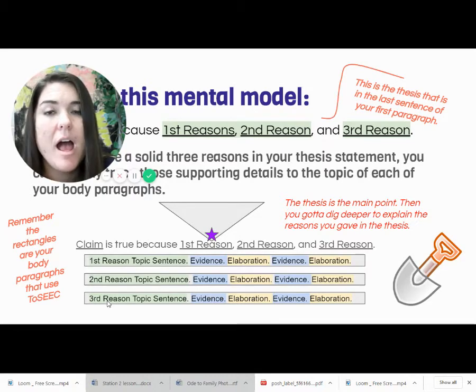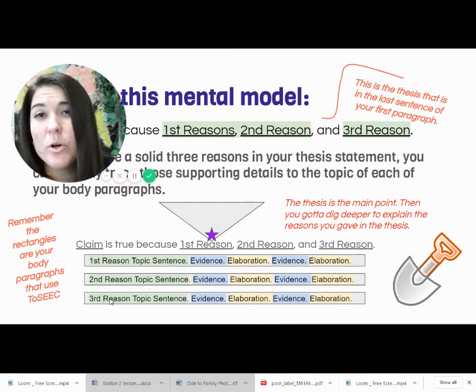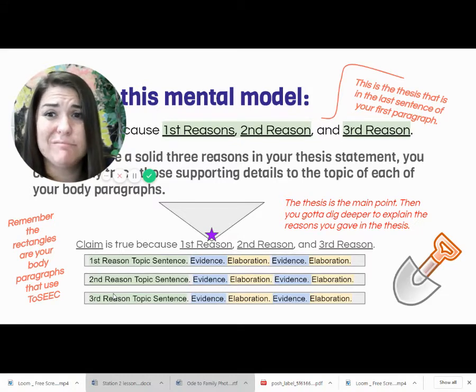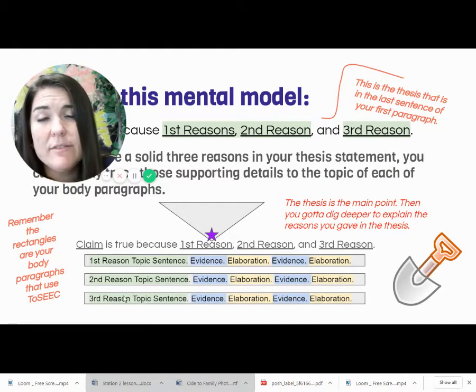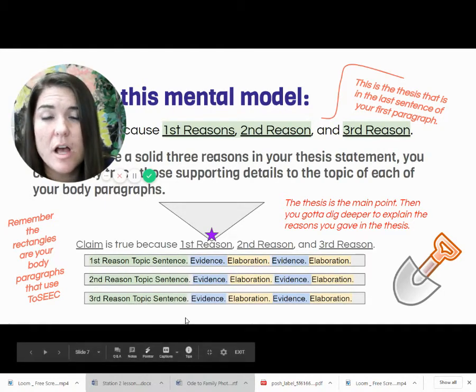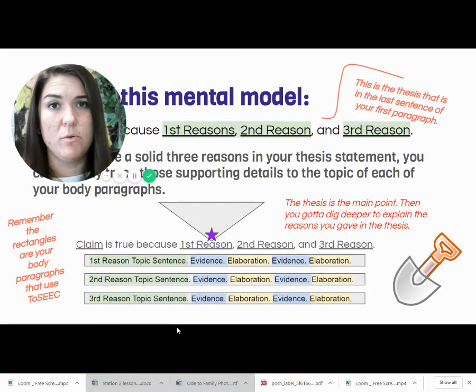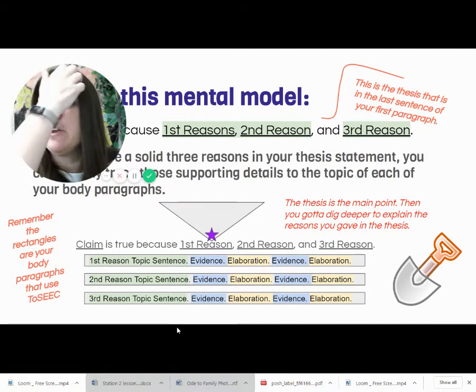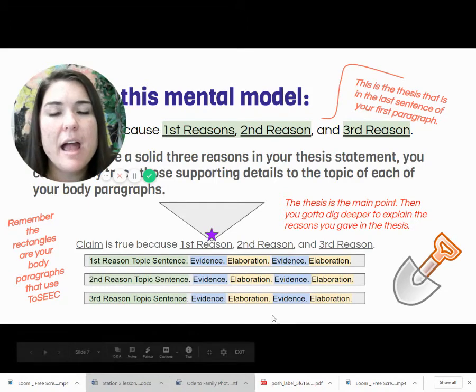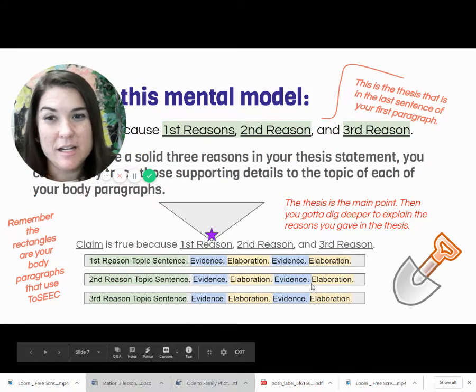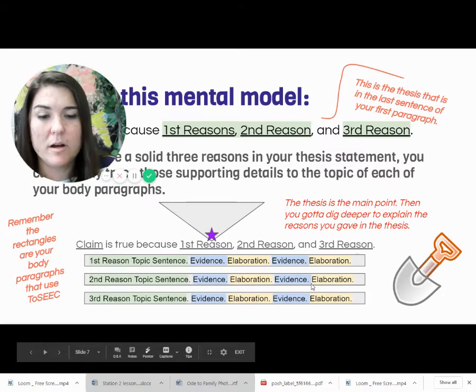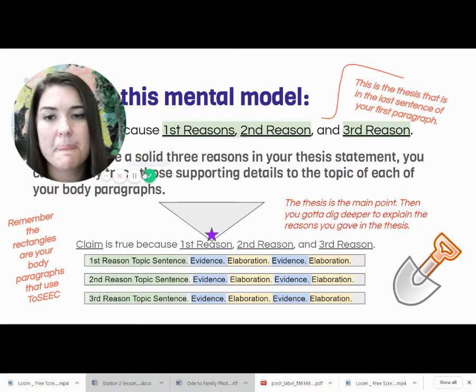If you have two really good reasons and your third reason's kind of weak, then stick to those two reasons. You need to have at least two. Three is ideal. You could even have more, four or so, or maybe the prompt even asks you for more. Maybe they ask you to write four reasons why you feel this way or that way. So you've got to pay attention to that and adjust the skeletal framework of the mental model.